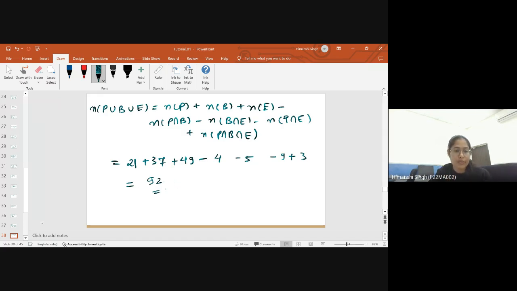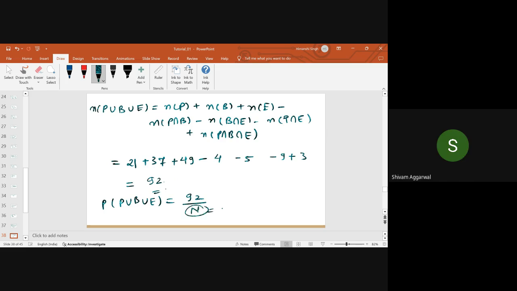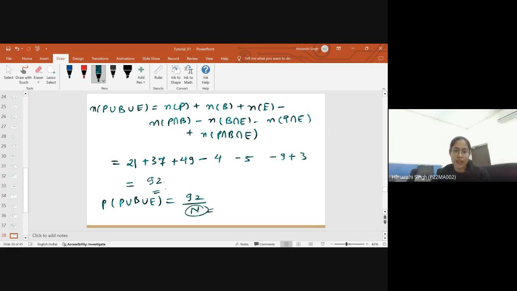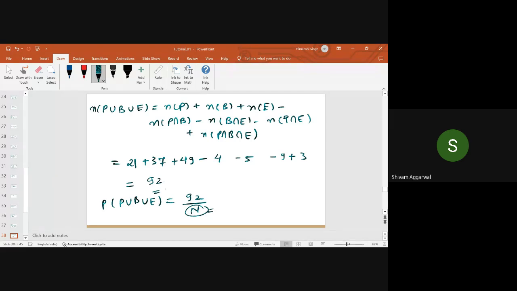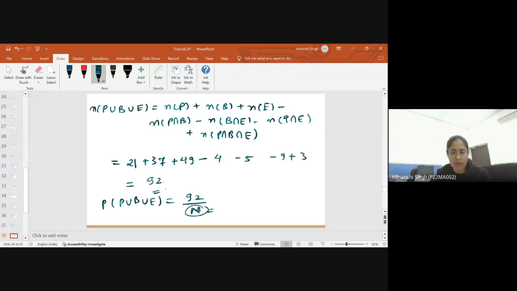So if the probability was being asked, like probability of P union B union E, it will of course be 92 divided by the total, capital N. However, we do not know what the total number of students is. If the total number of students had been given, then this would be 92 by N. Okay, so I hope there is no doubt.